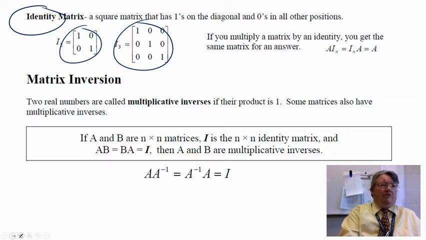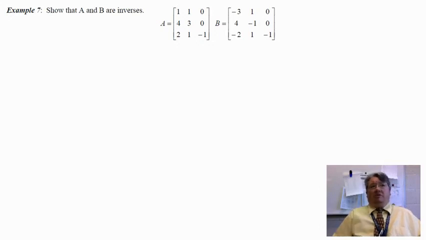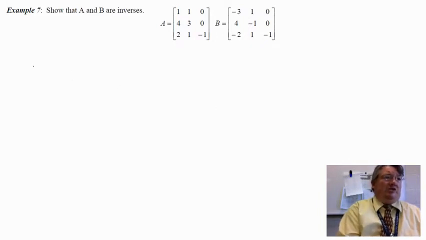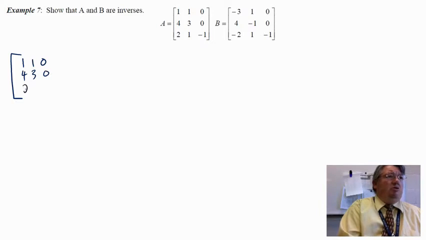Okay, but inverse matrices have several different properties. But first, I want to be able to show that two matrices are inverse matrices. Well, if these are inverse matrices, if I multiply them, they make an identity. So I need to come off here to the side and multiply matrix A, 1, 1, 0, 3, 0, 2, 1, negative 1, by the other matrix, 3, 1, 0. And if they are inverses, I should get an identity, right? Perfect. Okay, so let's look at that.